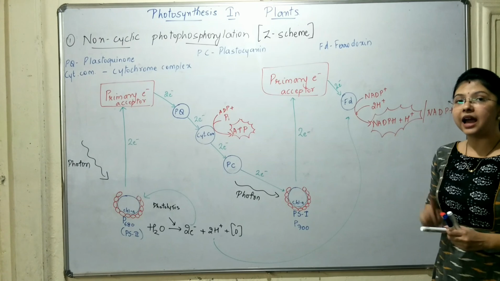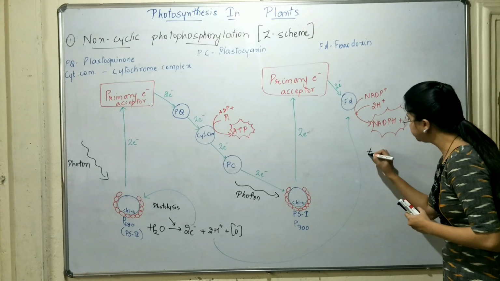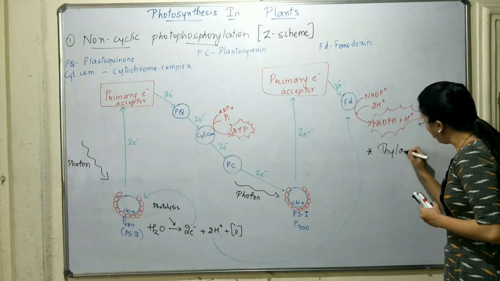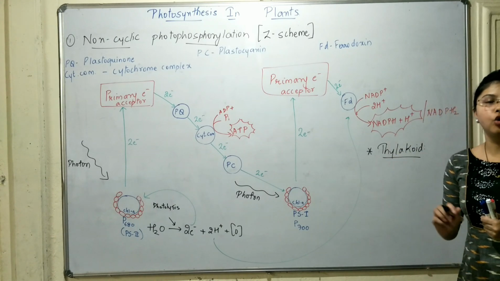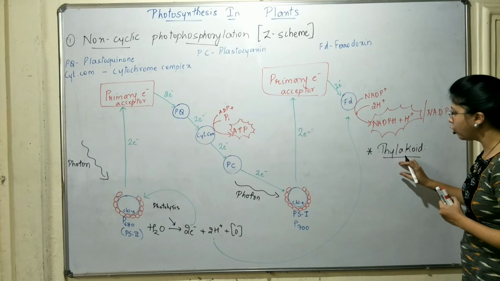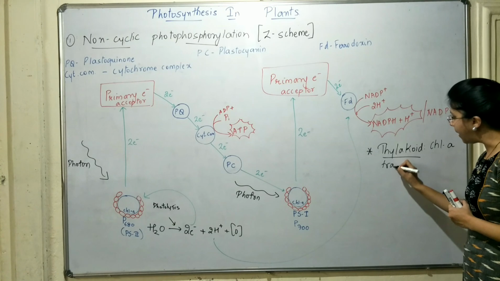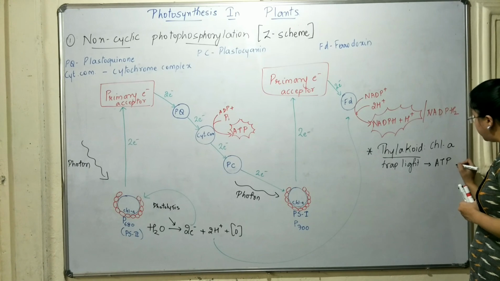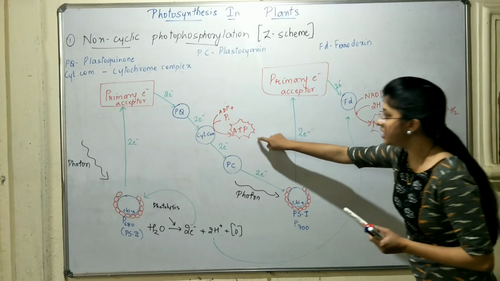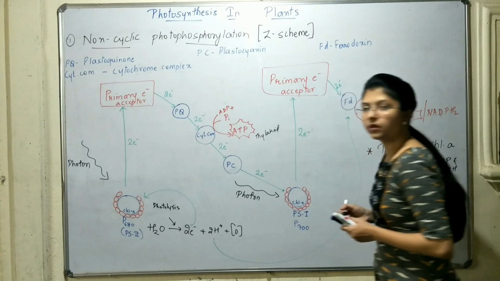Now, where exactly does this non-cyclic photophosphorylation take place? Let us see that. The process of non-cyclic photophosphorylation occurs in the thylakoid of the chloroplast. Fine. Within the thylakoid, there is chlorophyll A molecule which is going to trap light, and the electrons will get excited to synthesize ATP and NADPH. So you can say that synthesis of ATP is taking place where? Within the thylakoid region, right?